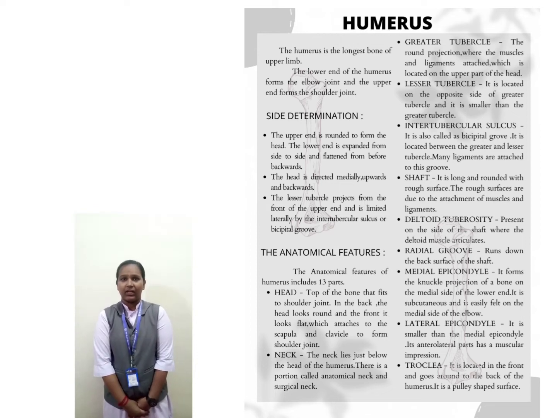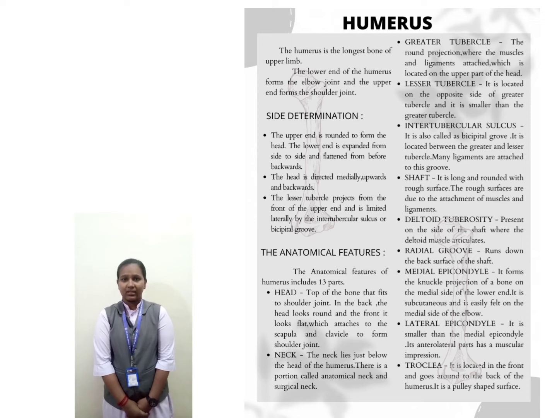Greater tubercle, the round projection where the muscles and ligaments attach, which is located on the upper part of the head. Lesser tubercle, it is located on the opposite side of the greater tubercle and it is smaller than the greater tubercle. Intertubercular sulcus, it is also called the bicipital groove. It is located between the greater and lesser tubercle. Many ligaments are attached to this groove.